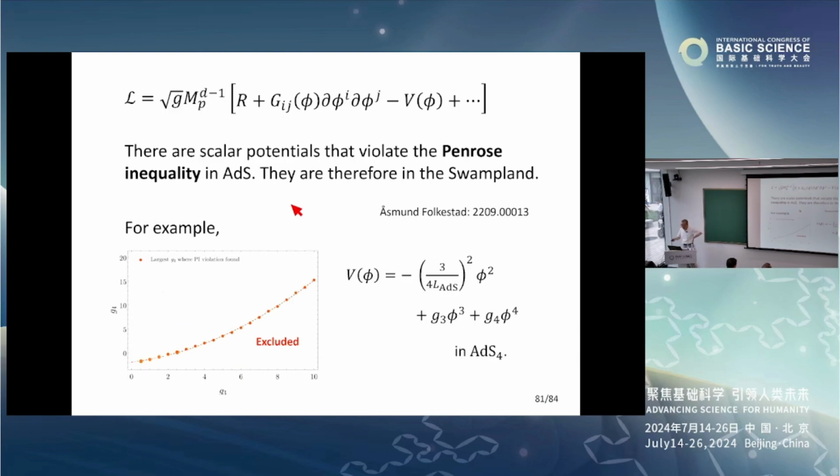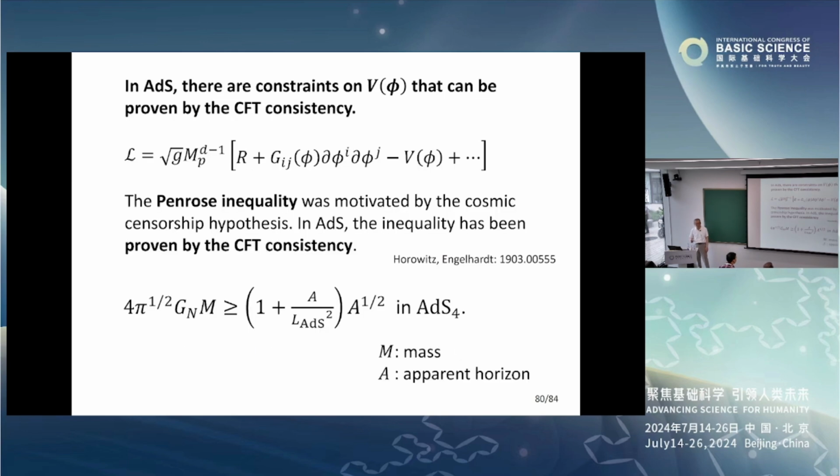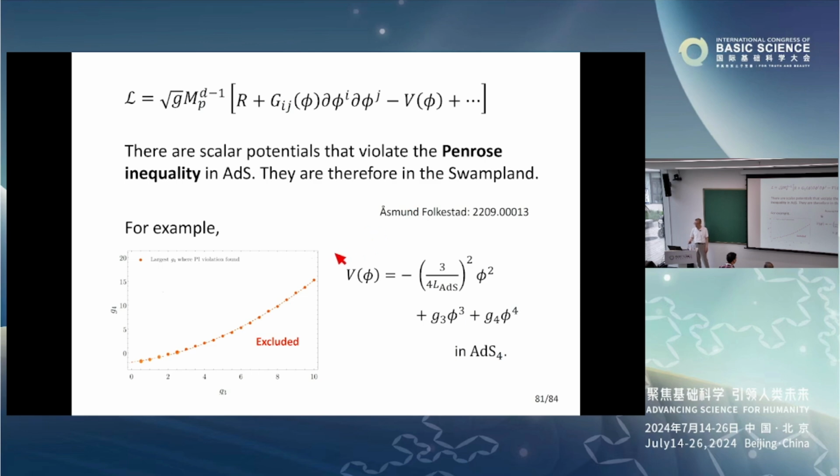The interesting observation is from Åsmund Folkestad a couple of years ago, who pointed out that depending on the type of potential, you can produce initial conditions on some Cauchy surface which violate this condition. Therefore, such potentials should be in the swampland. In fact, this is a rather big space. For example, in this particular parameterization of the scalar potential, with coefficients g3 and g4, there is an exclusion region in the graph of g3 and g4. If you are in this region, you can construct Penrose-inequality-violating initial conditions. So these are in the swampland.